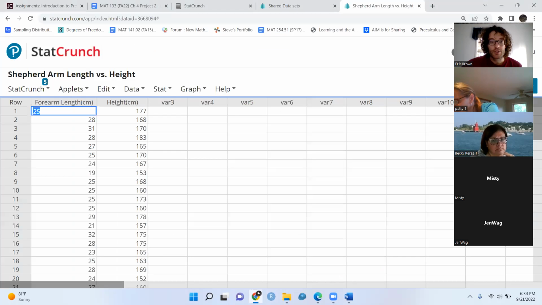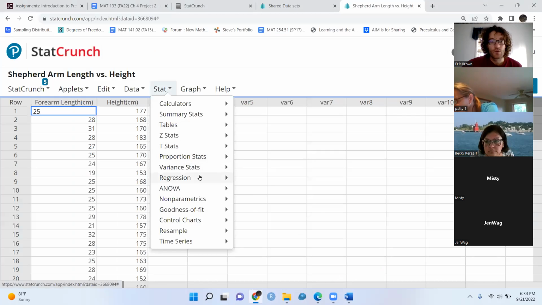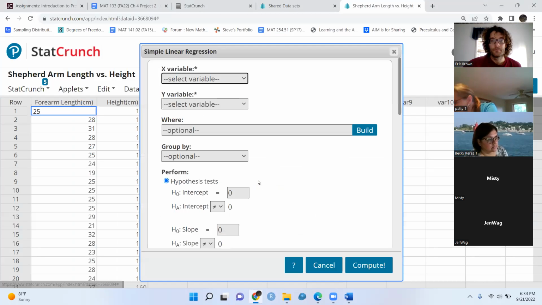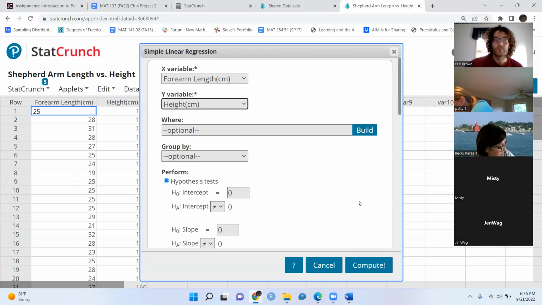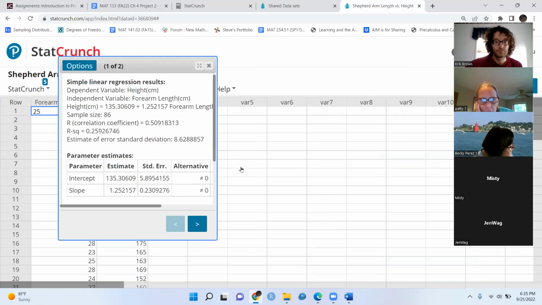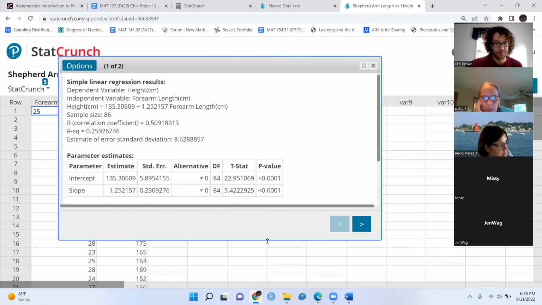Yeah. So you go to Stat, Regression, and then Simple Linear. And then we do the same thing for the X variable and the Y variable: forearm length for X and the height for Y. Good, good. Okay. And then you get a bunch of extra stuff.